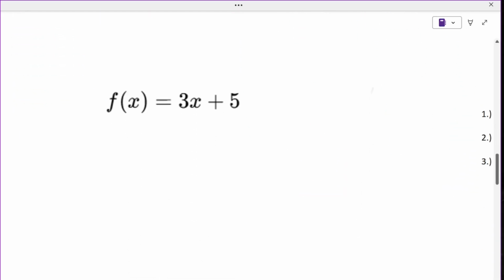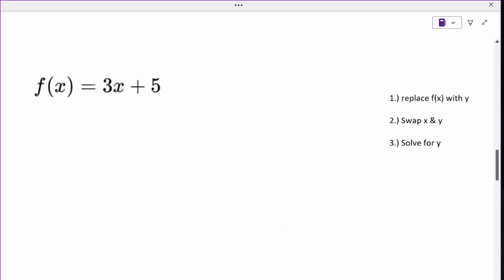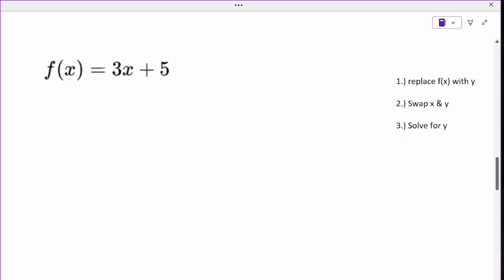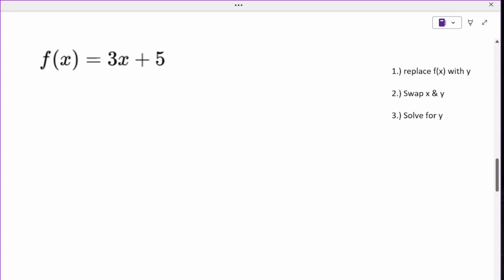Okay, so now let's look at algebraically how we can solve these inverse problems. All right, so I have steps 1, 2, and 3 here. And we're going to start off with a pretty simple one. So the first step is we're going to replace f of x with y. Why do we do that? Because f of x is essentially the same thing as y, and it just makes it look a lot cleaner and not as confusing. And eventually we're going to swap the x and the y and then solve for y, and just having something in the equation without parentheses is helpful.